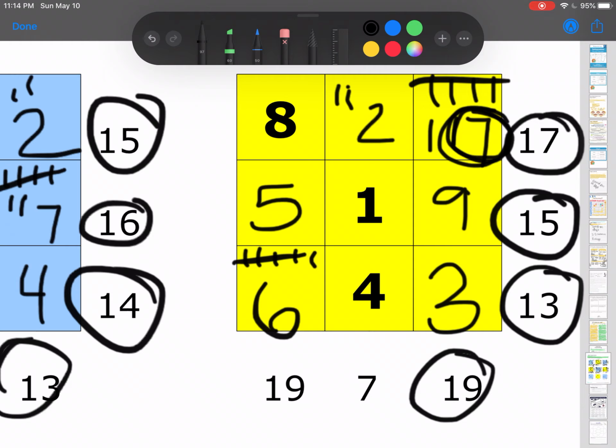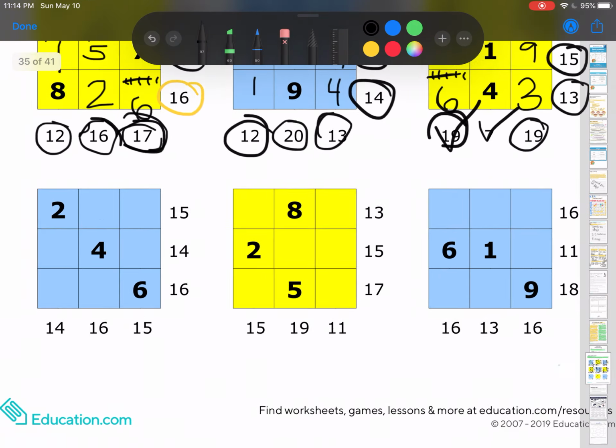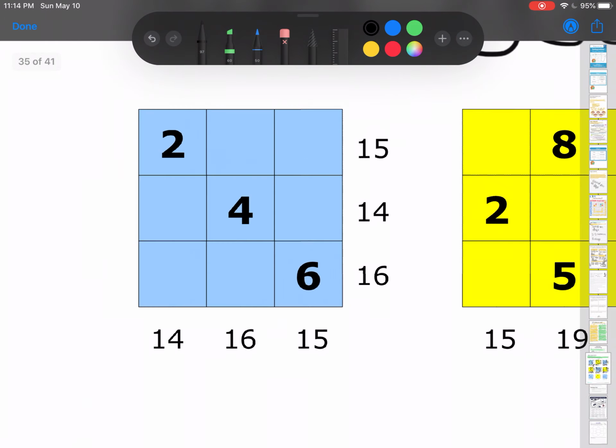Now let's check my answers. I have 4 plus 1 plus 2, so 4, 5, 6, 7. That's right. And 8, 9, 10, 11, 12, 13, 14, 15, 16, 17, 18, 19. Yep, that works. Alright, and let's keep moving here.